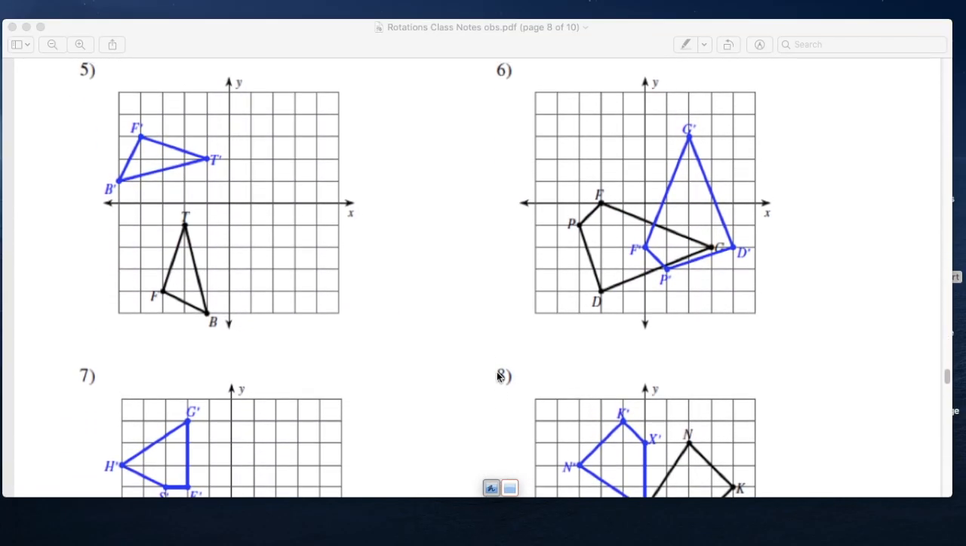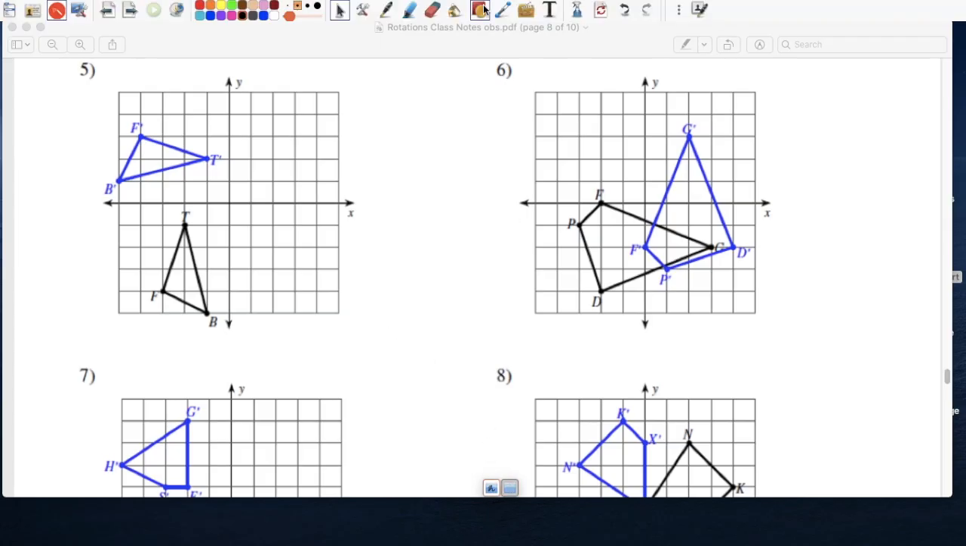Weird. Okay. So again, pick a point. I'm going to focus on point T. So this is T, F, and B, which makes this the original one, and this is the rotated image, the copy image. Okay, so we know that T went from quadrant 3 to quadrant 2, so the rotation went this way. Right, so this is a clockwise rotation.